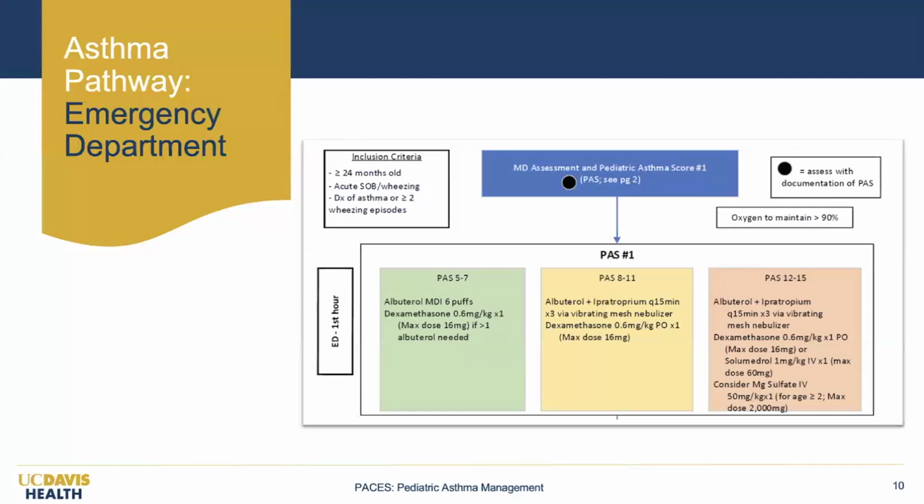And then those patients present with either wheezing or with acute shortness of breath. And so after that initial assessment, they are categorized as either mild, moderate, or severe. And that's sort of when our pathway determines what treatments they're going to get.